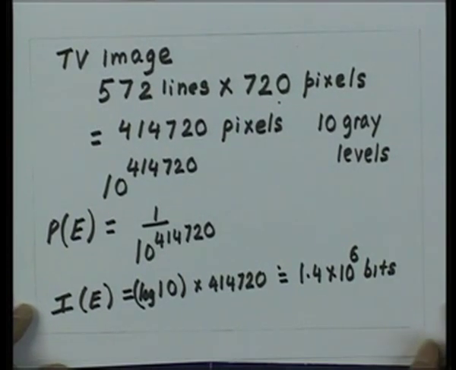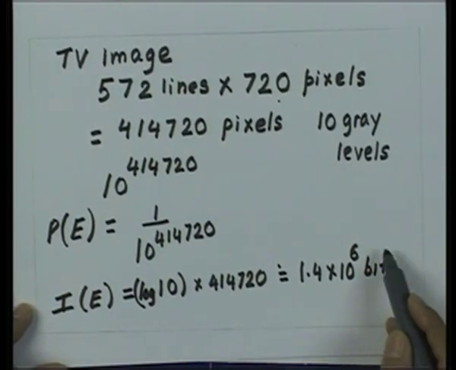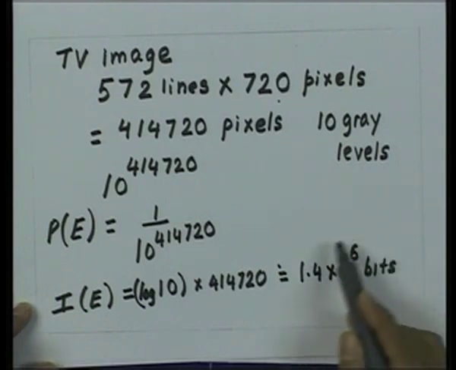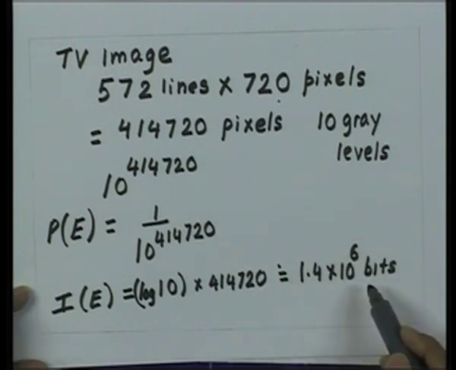Fine. So, the information for one TV image turns out to be 1.4 into 10 raised to 6 bits. We will see later on whether this calculation of information from one image is really correct or not. We will find that this value is on the much higher side, and the information contained in a real TV image would be much less than this. We will look into that a little later in our lecture.